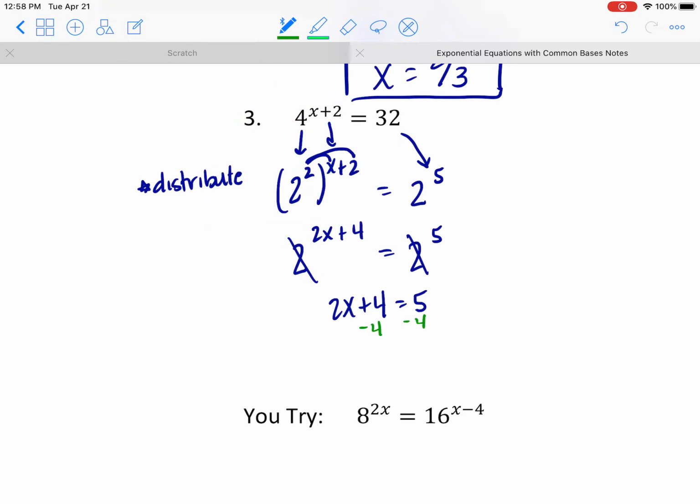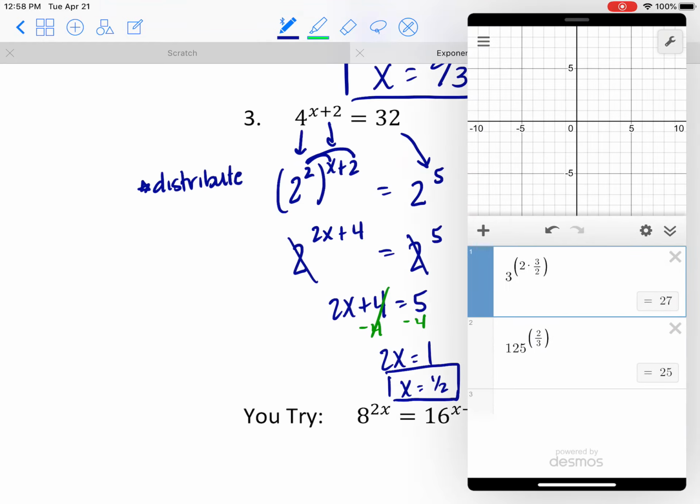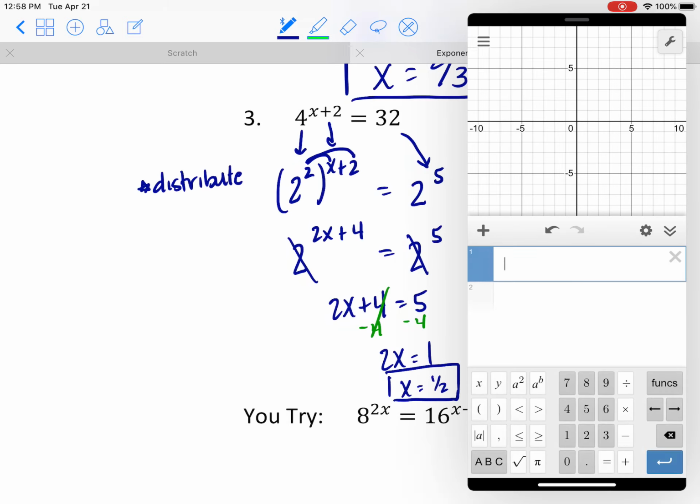But now again, our common bases are going to cancel. So the 2x plus 4 has to equal 5. We're going to subtract the 4 over, so that 2x is equal to 1. And that means x has to equal a half. X has to equal 1/2.